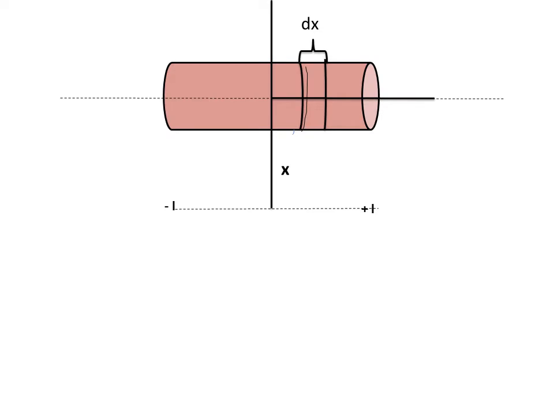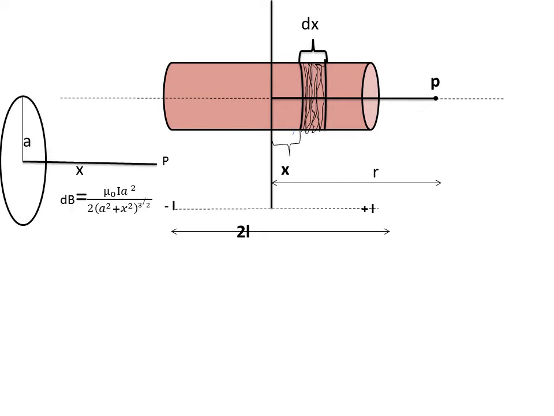So, here we have a solenoid of length 2L. This point is minus L, this is 0 and this is plus L. We are going to find the magnetic field at a point P at a distance r from the origin. We have taken a small element of thickness dx. It is at a distance x from the origin.